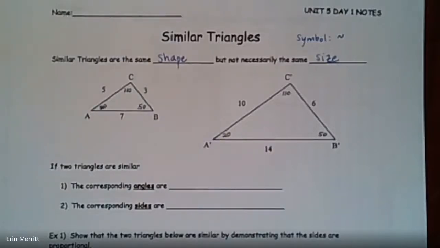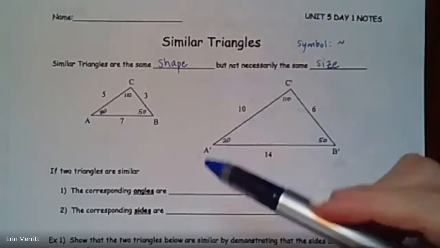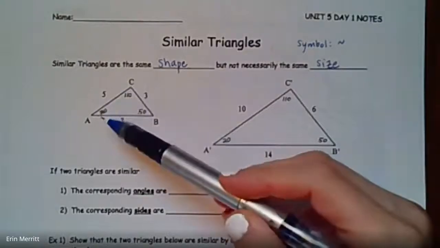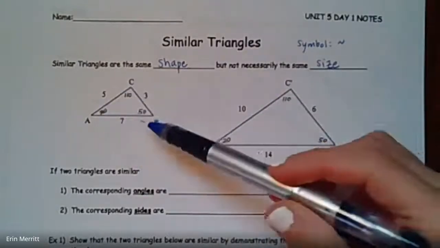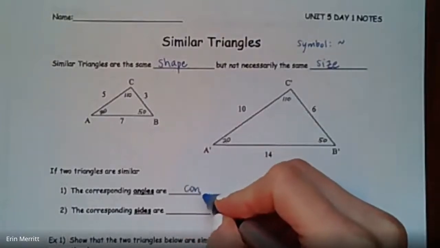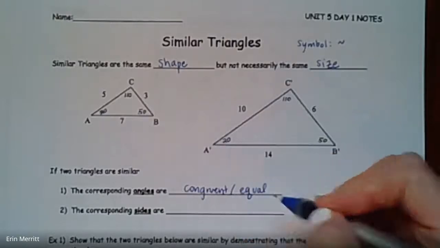All right. So when you look at this very first example, here's a perfect example of where you can see that all the angles are exactly the same. So 20 and 20, 110, 110, 50, 50. So corresponding angles are congruent, or of course you can say equal. Either one of those will do here, right?